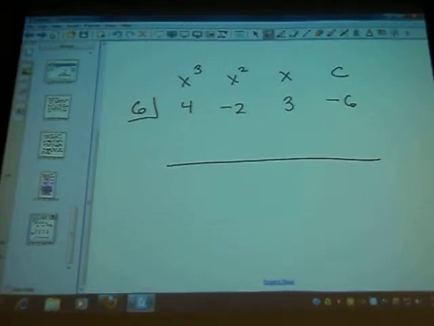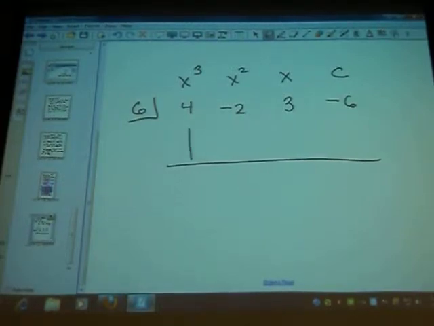The first step is always to bring down the number in your first column below the line. That's the step everybody usually forgets. Then you want to multiply: the number in your box times the number below the line. 6 times 4 is 24. Put that in your next column.